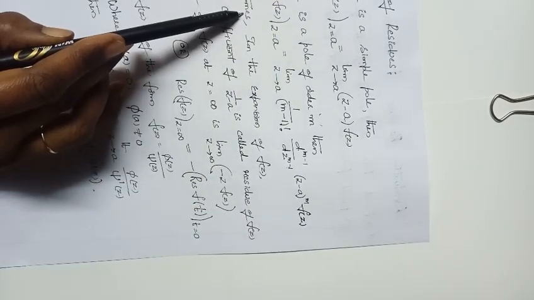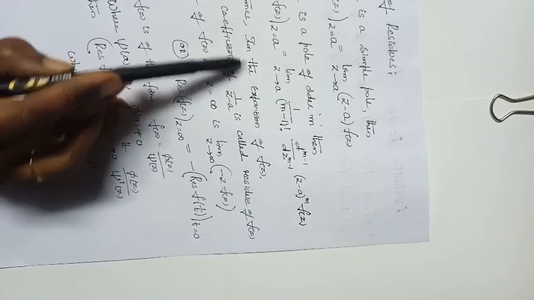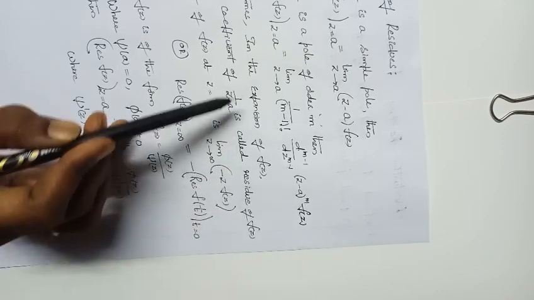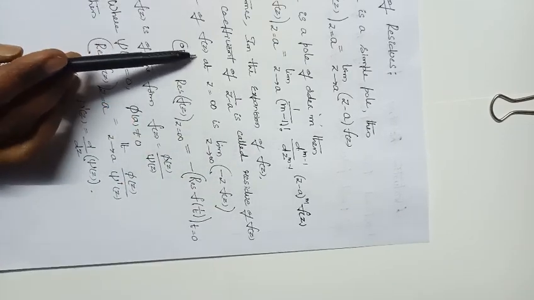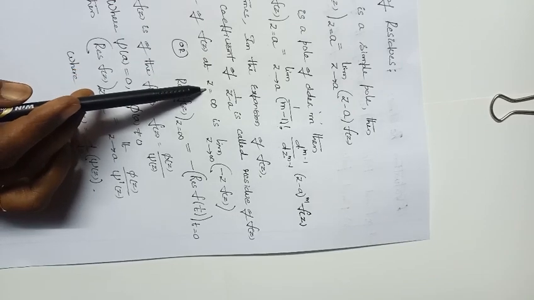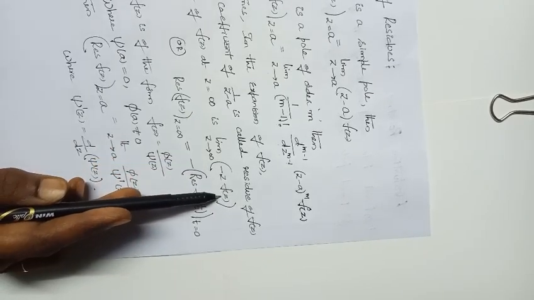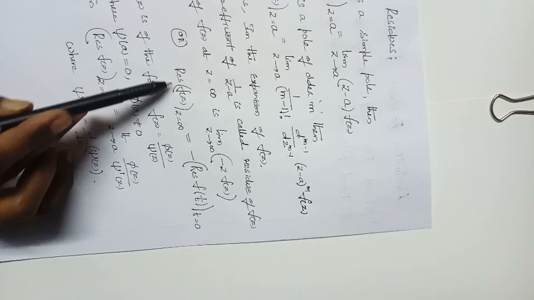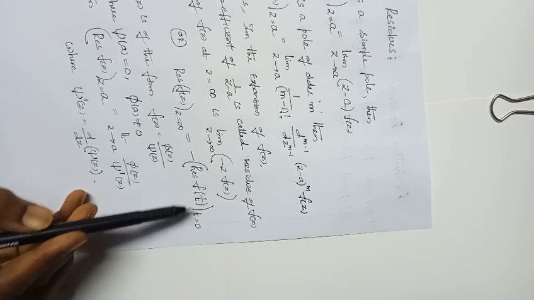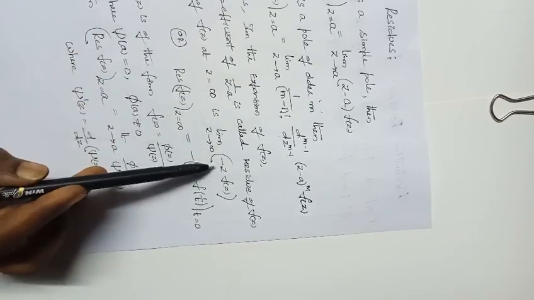Sometimes to get residues of a given function, we have to expand the function as an infinite series. In the expansion of f of z, the coefficient of 1 by (z minus a) is called the residue of f of z. This is another method. Suppose we need the residue of f of z at the point z equal to infinity, then the formula is the limit of z tends to infinity of minus z f of z. Another method is that the residue of f of z at z equal to infinity is minus the residue of f of 1 by t at t equal to 0. So if we need residue at infinity, this is the formula.